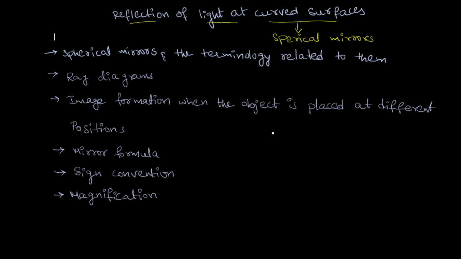In this chapter we are going to learn about these spherical mirrors and the terminology related to them, and then we are going to draw the ray diagrams, and with the help of these ray diagrams we are going to find out the image formation when the object is placed at different positions. Then we will derive the mirror formula, and then we will learn about the sign convention, and finally we will derive magnification.